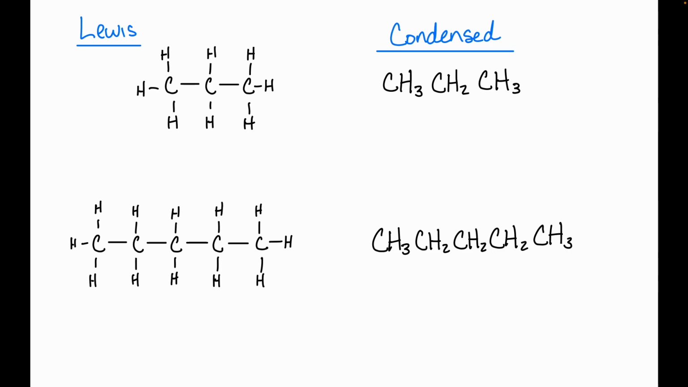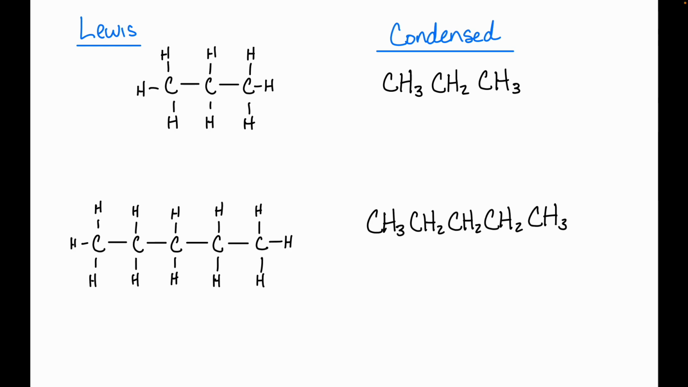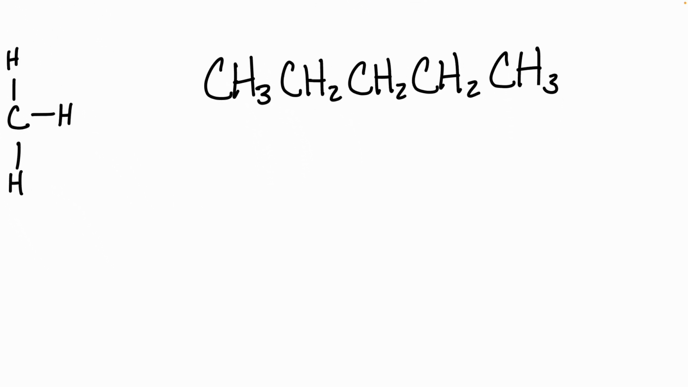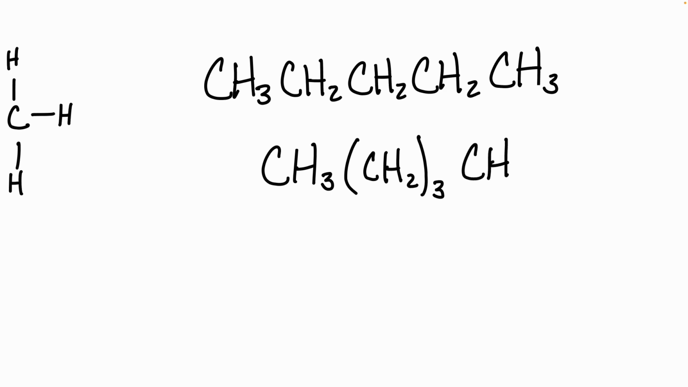Okay. An equivalent way of writing this condensed structure that's even more condensed, because in the middle of this molecule we have a bunch of repeating units, CH2, CH2, CH2. So another way that you would see this same exact molecule is CH3 in parentheses CH2 with then the number 3 outside, telling you that's how many repeating units you have.